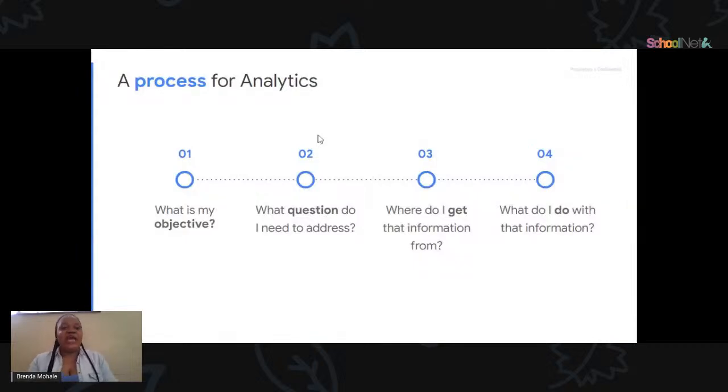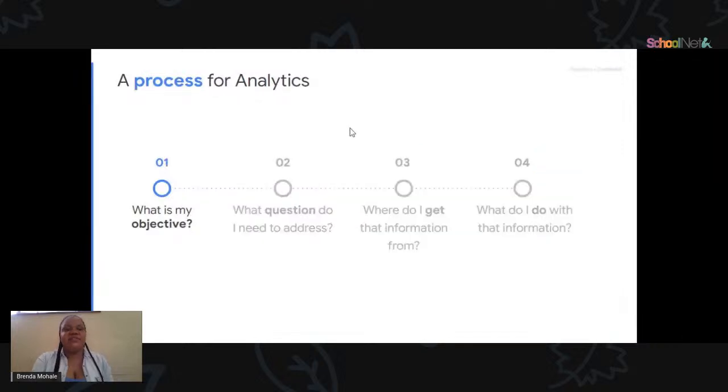So now let's talk about a process for analytics. The first one is, what is my objective? The second one is, what question do I need to address? The third one is, where do I get that information from? And the fourth one, which is our last one, is what do I do with that information? These are the processes that one needs to understand as a business person when you are running a business.